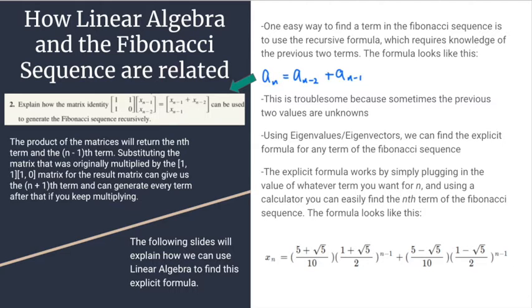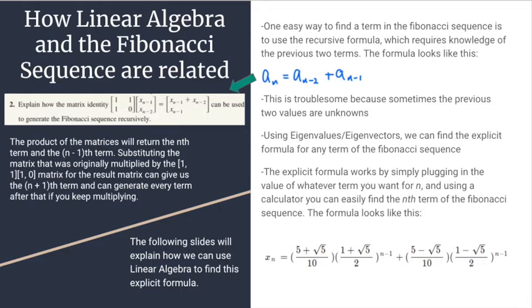As you all know, one easy way to find a term in the Fibonacci sequence is to use the recursive formula, which requires the knowledge of the previous two terms. The formula basically looks like the following, written in blue: a_n equals a_(n-2) plus a_(n-1), which is basically adding the previous two terms to generate the next term.